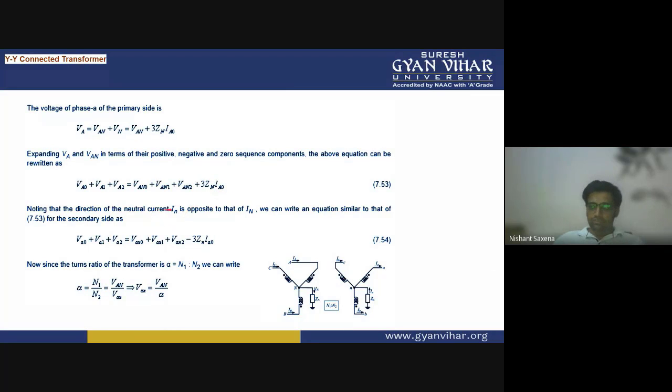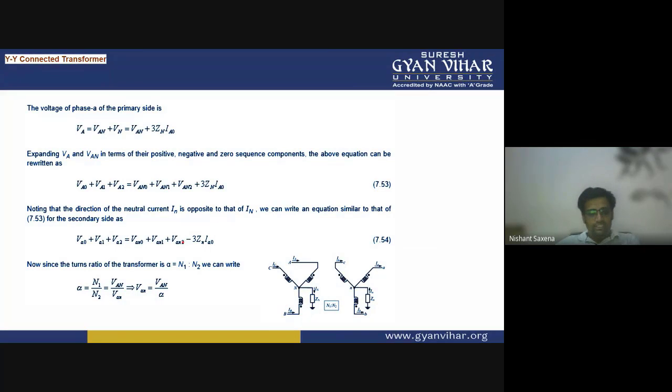Now, the direction of the neutral current IN is opposite to that of the small n current. Yes, obviously, look at this diagram. The direction of the capital IN is from neutral to ground, whereas the direction of the small subscript n is from ground to neutral. So we cannot write it this way. So this 7.53 can be written for the secondary side as minus 3Zn into I0. All the remaining terms will be quite similar, but the direction of this current is opposite. That's why this negative sign is coming over here.